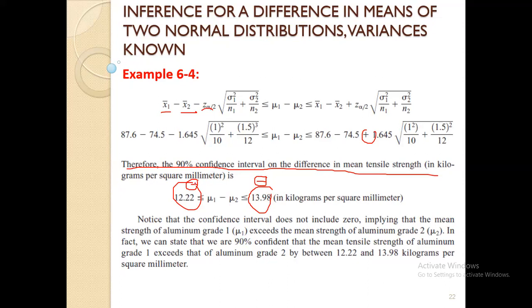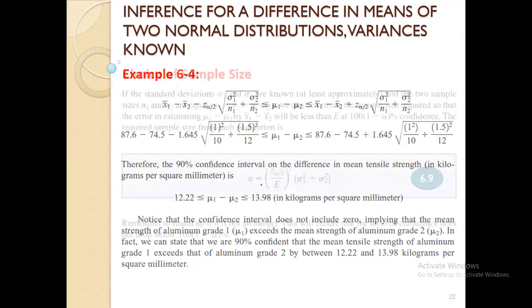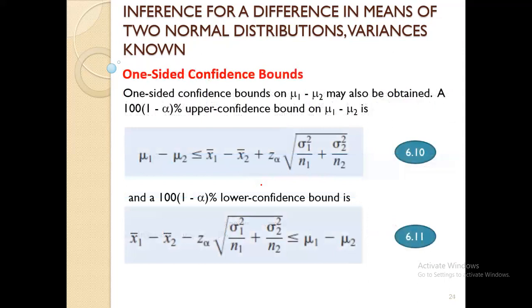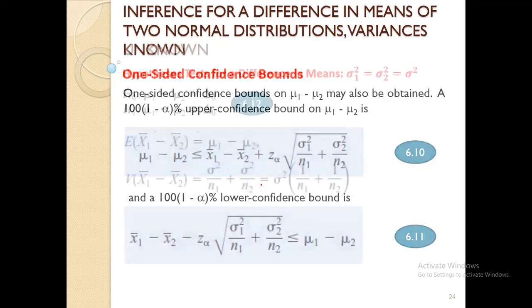If you get a confidence interval between negative and positive, what does it mean? That includes 0. This is mu 1 equal to mu 2. You can conclude mu 1 equals mu 2 for this. You can use the confidence interval to check whether they are equal or not, greater than or less than. We can also calculate the sample size, and this is for a one-sided test, where one side is upper or lower.